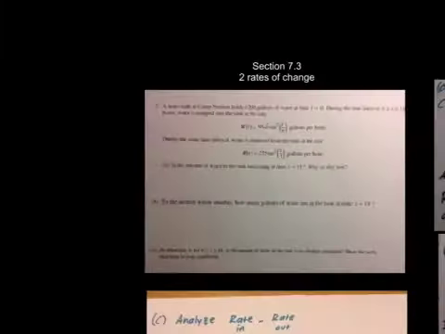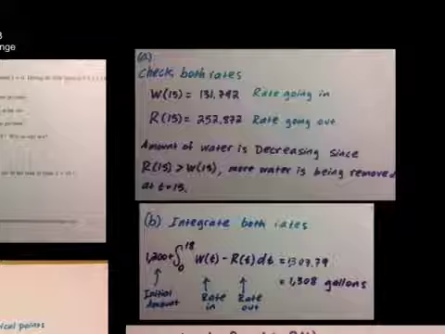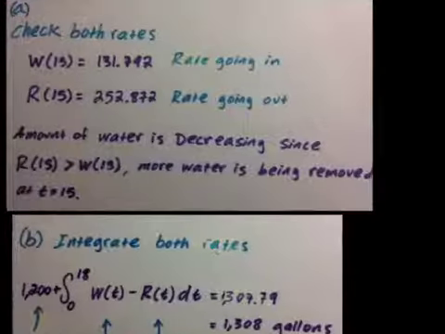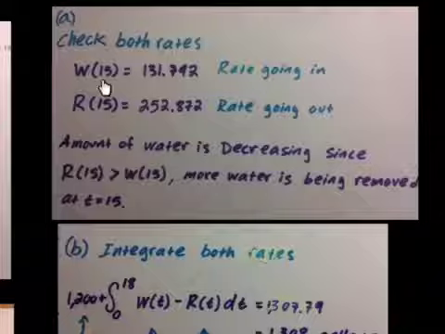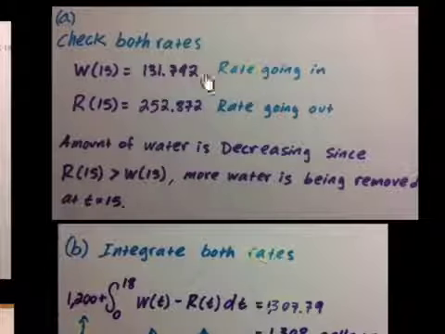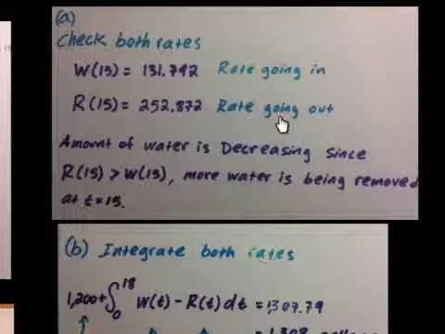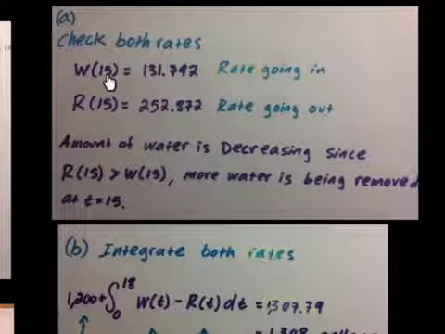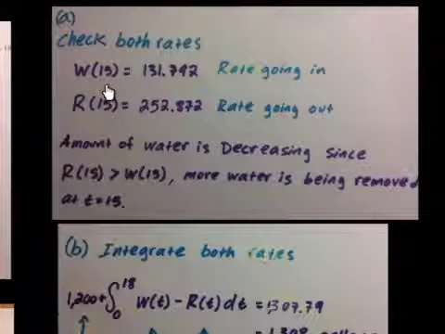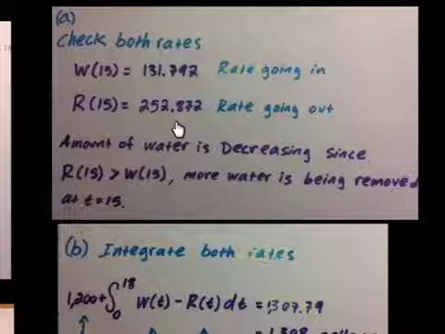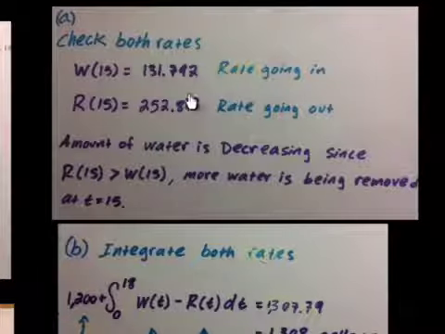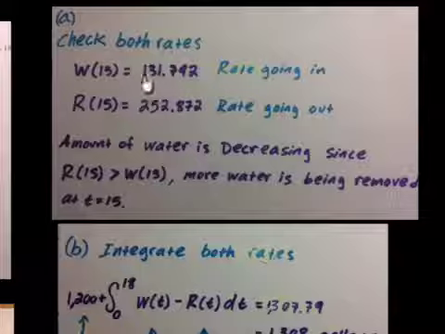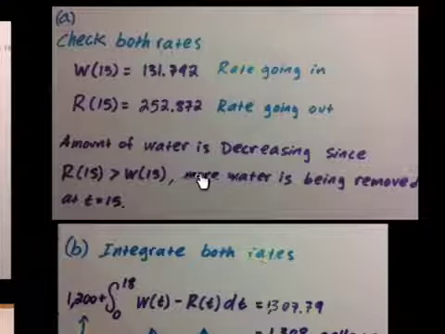So to answer this, for part A, you have to check both the derivatives. W represents the water going into the tank, and R represents the water leaving the tank. So then you just evaluate each at 15 using your graphing calculators, and the amount of water is going to be decreasing since there's more water leaving the tank than there is entering at 15. So the water level would be decreasing.